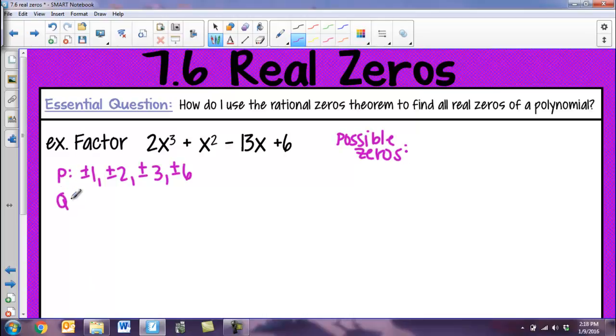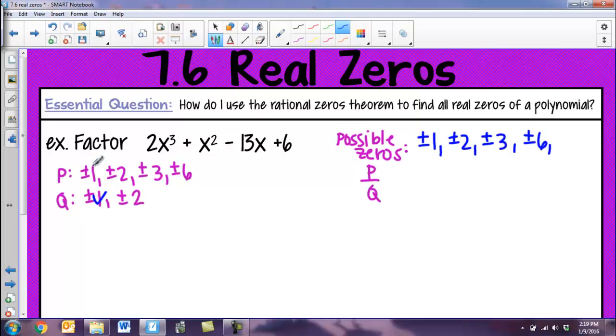Okay, then I look at my factors of q, which are going to be the factors of the coefficient of that first term. So factors of 2 are just 1 and 2. Now when I list out my possible zeros, that would just be p over q. So I would do the same thing I just did in that other example, and I'd have plus or minus 1 over 1, 2 over 1, 3 over 1, and 6 over 1.